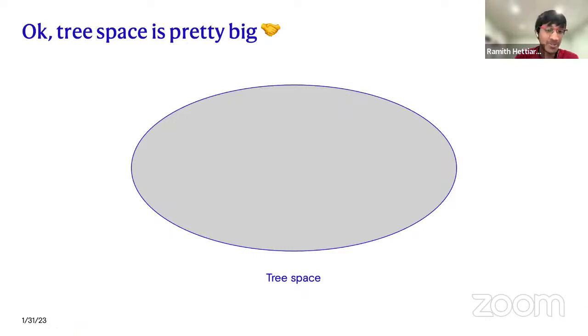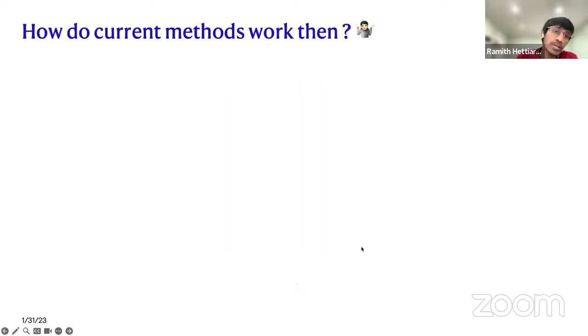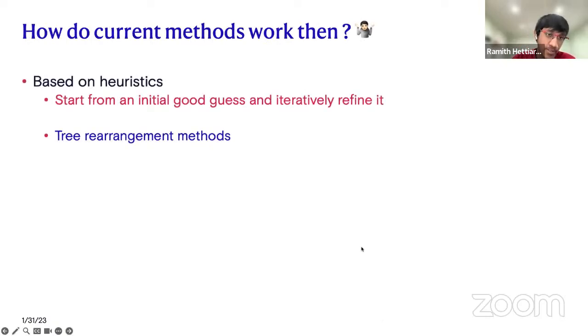I hope that now that we have established that the tree space is pretty big and that we cannot actually enumerate all the possible combinations, how do current methods work? The current approaches actually work based on some heuristics. So the goal is we do not need to try out every possibility because it's not possible at all.